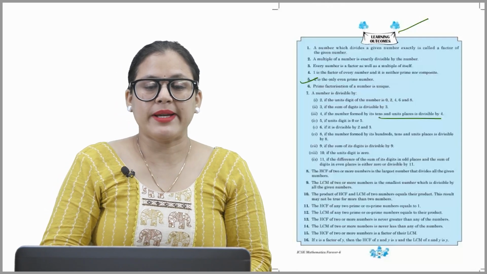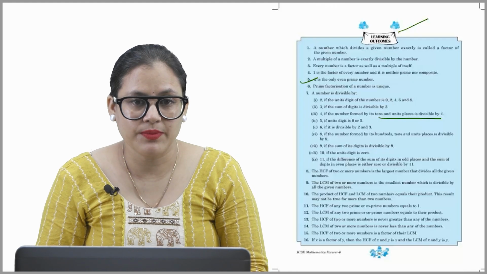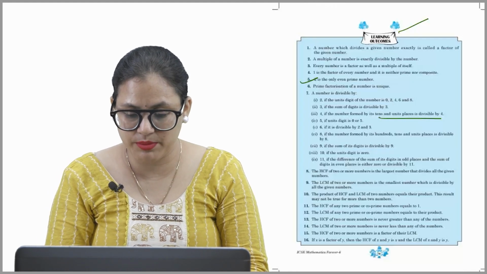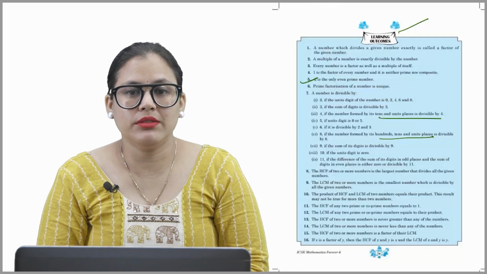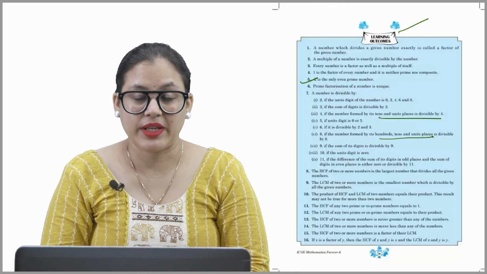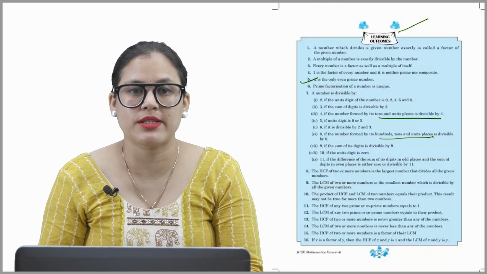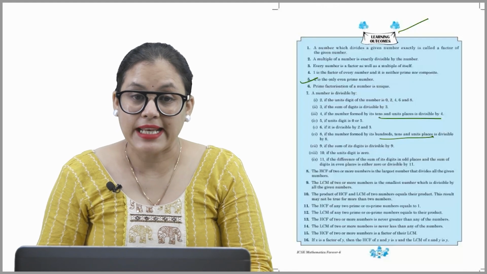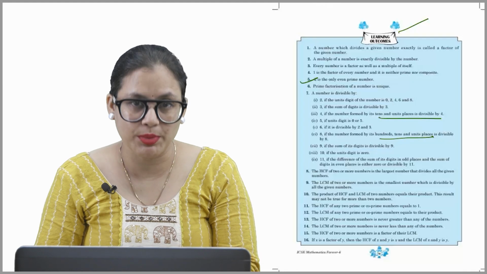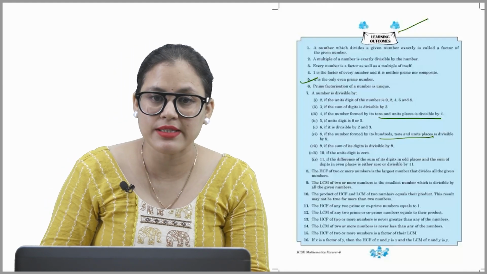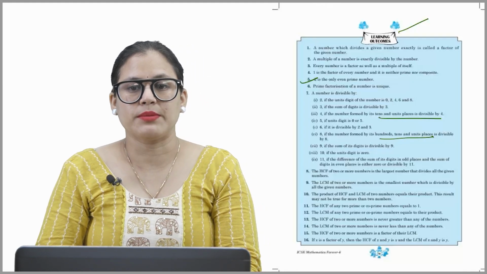And a number is divisible by 6 if it is divisible by 2 and 3. By 8 if the number formed by its hundreds, tens and units places is divisible by 8. By 9 if the sum of its digits is divisible by 9. By 10 if the unit digit is 0. And by 11 if the difference of the sum of its digits in odd places and the sum of digits in even places is either 0 or divisible by 11.